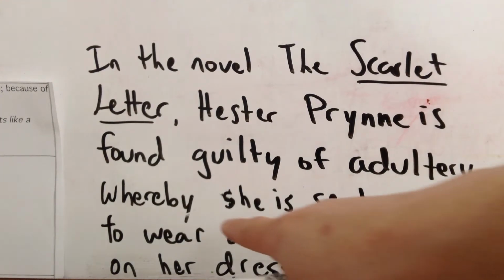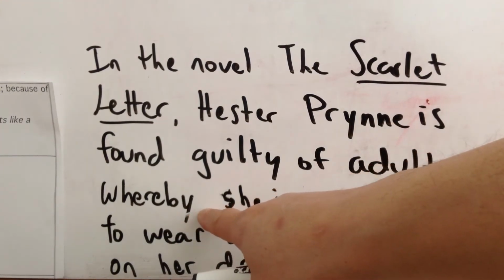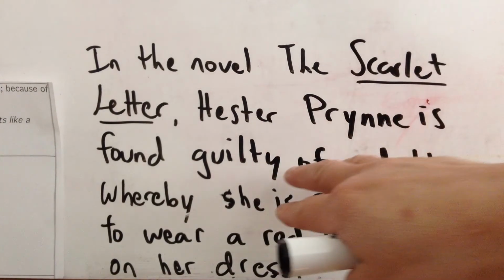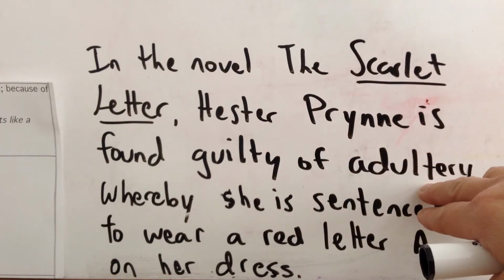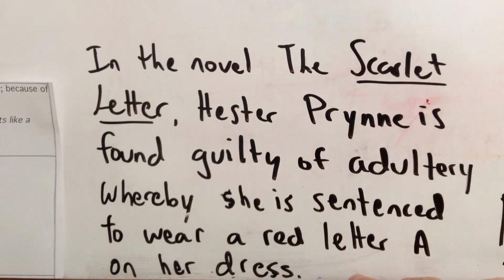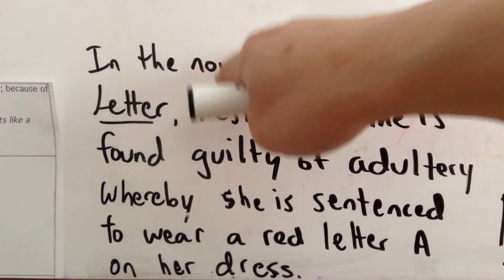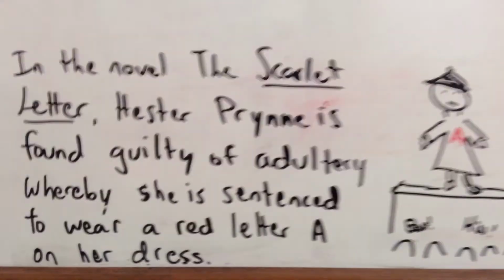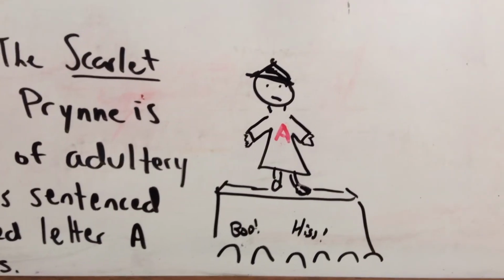And again, with our definition, you can think because of which. So, because she was found guilty of adultery, she had to wear a red letter A. Okay, so it's because of which. Because of this, then this. All right? And so we have a little visual for you visual learners.